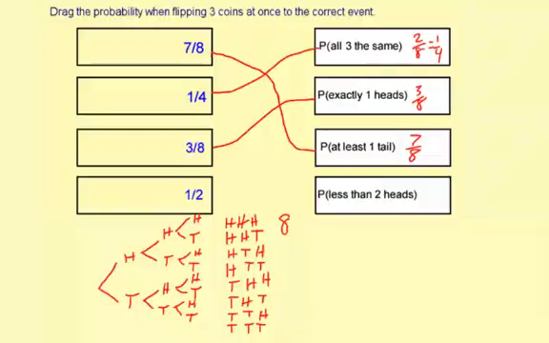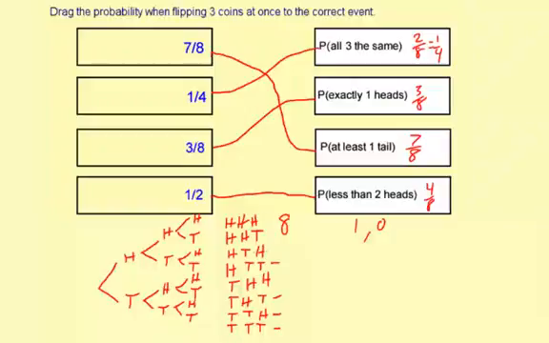Probability of less than 2 heads, so that means you either have 1 or 0 heads. So there's heads, tails, tails, tails, heads, tails, tails, tails, heads, and tails, tails, tails. All of these have either 1 head or 0. So that's 4 out of 8, which reduces to 1/2.